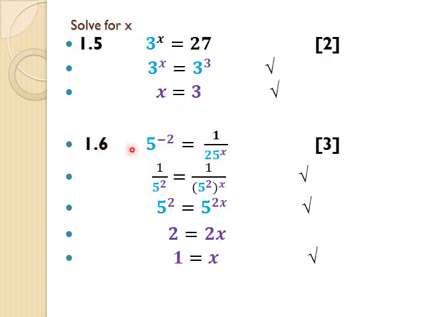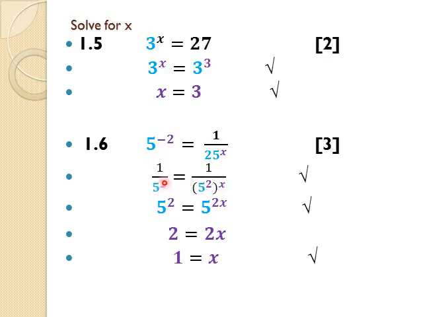writing that in exponential form, and another mark for my answer. Right, in 1.6, given to me is 5 to the negative 2 equal 1 over 25 to the x. Again, to solve, my bases must both read 5, or must be prime bases. So there, to make negative 2 positive, I wrote it as 1 and took it to the bottom, 5 squared. 25 can be expressed as 5 to the power 2. Leave the x outside. 2 times x would give me 5 to the 2x.